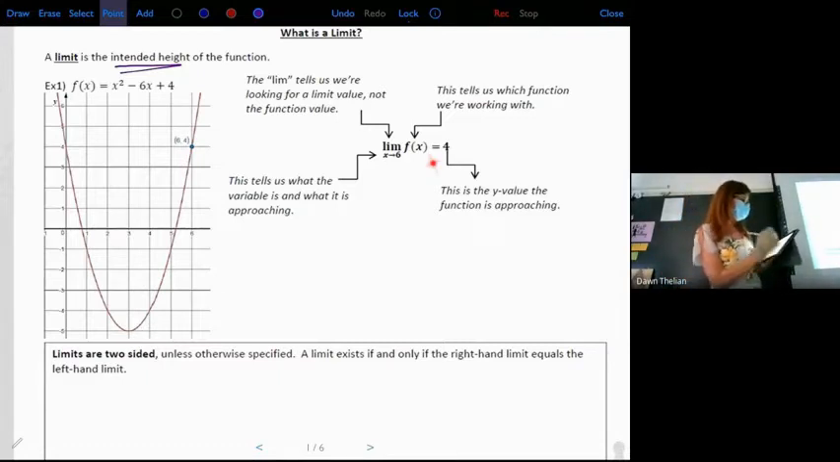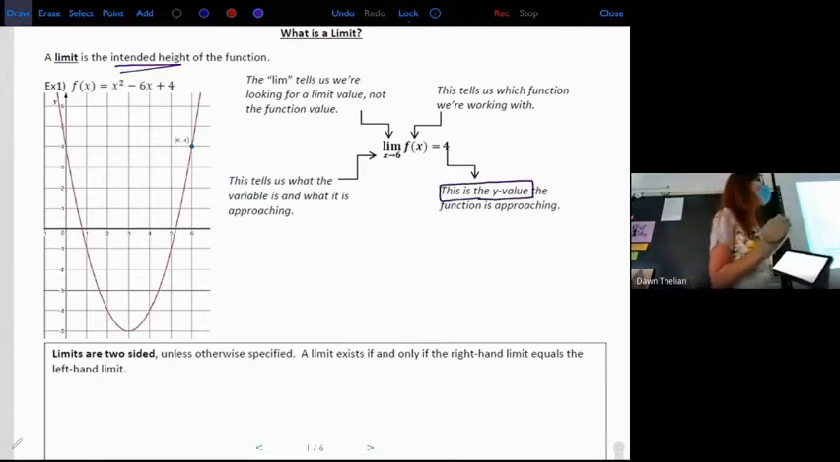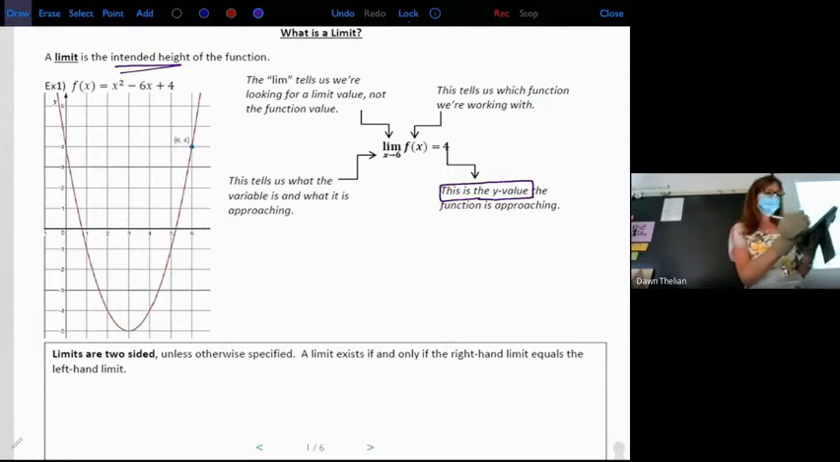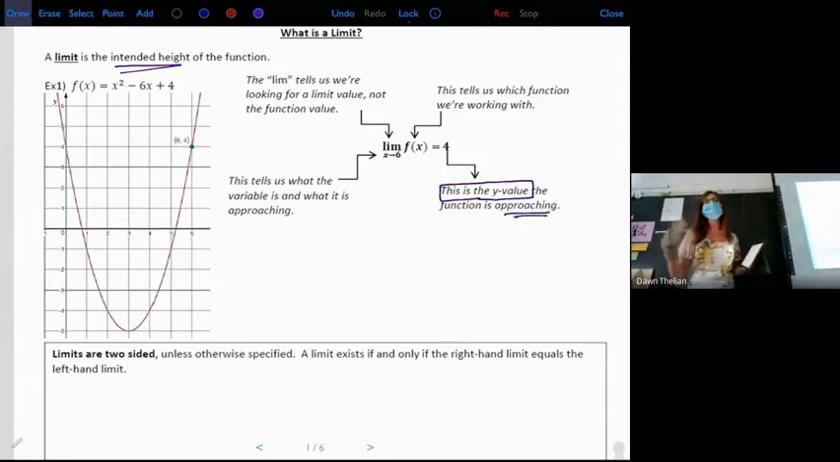And then it's equal to a y value. This is important: your answer is always a y value, and it's the y value that the function is approaching. We're going to see by the end of today's lesson that the y value doesn't always have to exist there, but it has to be what we're approaching.